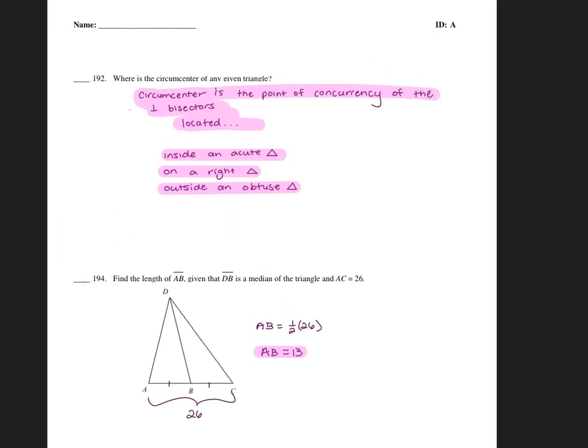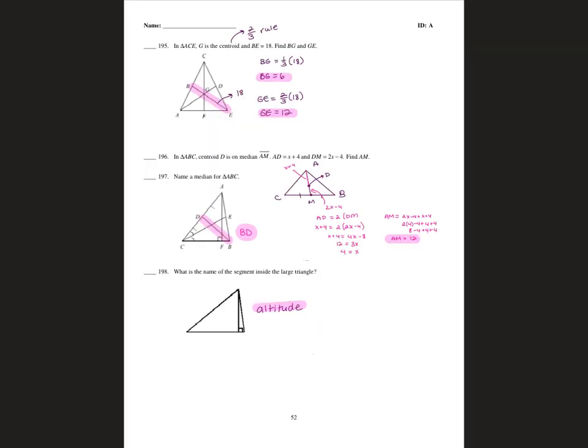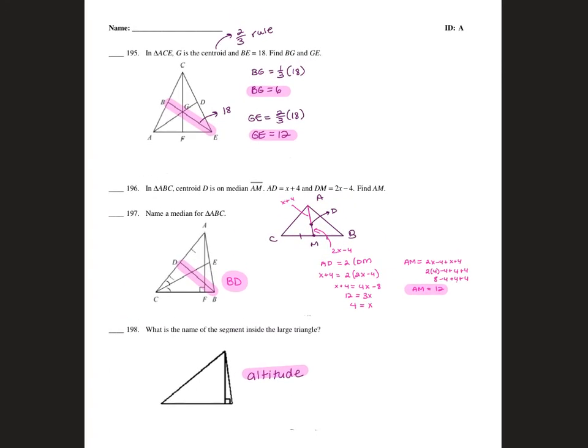All right, where's the circumcenter? This is what we just talked about. Circumcenter is located inside, on, or outside. 194 is the medians. If it's the median, it hits the midpoint of the side, so those would be 2 congruent parts. 195 is the centroid. The centroid is your median. That's the 2/3 rule.